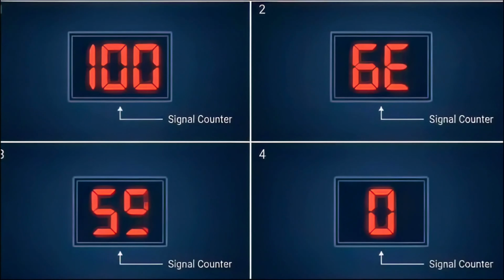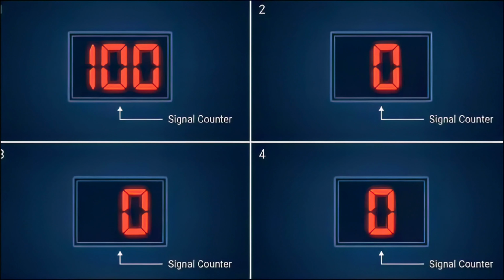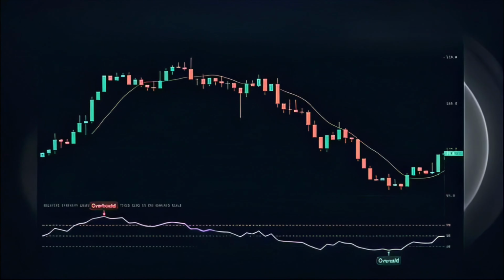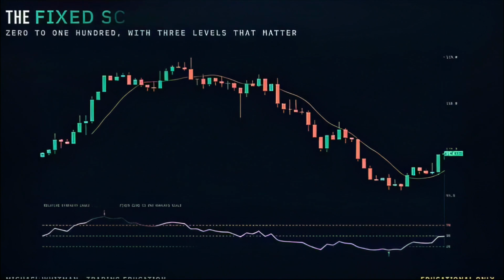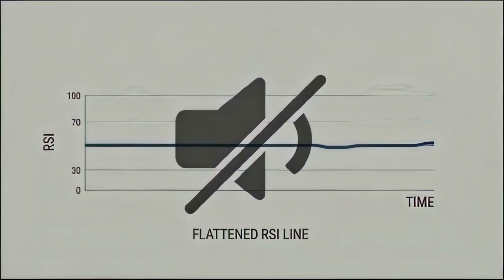A longer length does not just reduce false signals, it reduces signals full stop. Push it far enough and the line stops reaching 70 or 30 at all, which quietly deletes the exact readings you were watching for. You have not made the tool more reliable, you have made it silent.